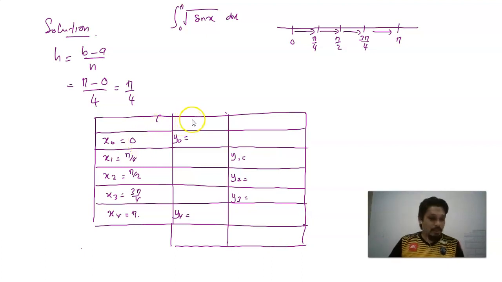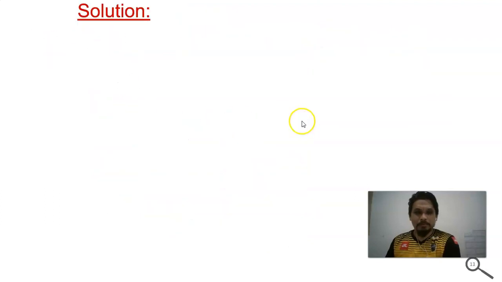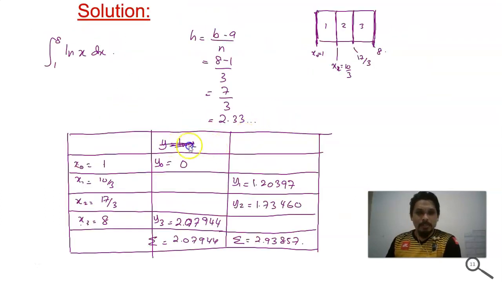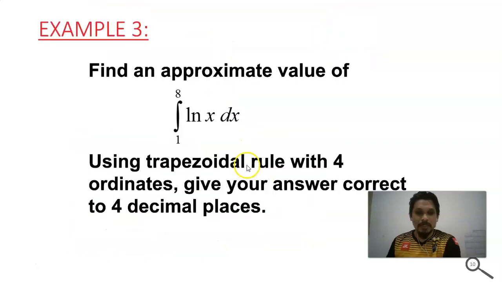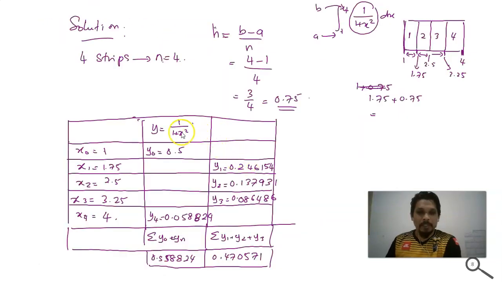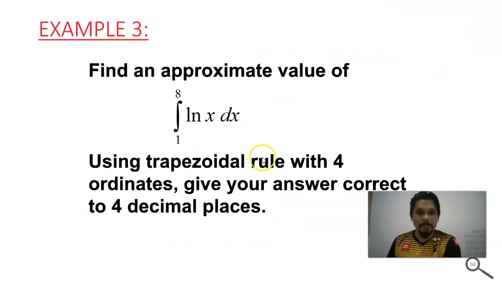Because for this one here, y equal to square root of sine x. Wait a minute. It should supposedly be y equal to natural log of x, because this is for both of this side and the other side. I'm sorry. And supposedly write down here y equal to 1 over 1 plus x squared. Okay, I'll make a correction there.